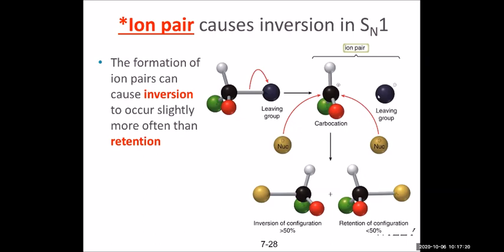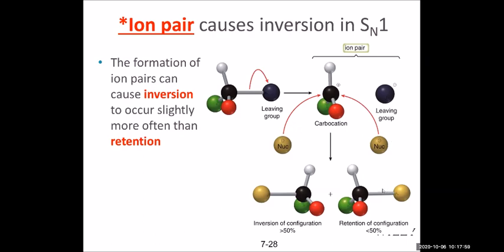Because the leaving group is still temporarily, loosely attached to the carbocation, the inversion product, where the nucleophile attacks from the opposite side from the leaving group, has a slight preference. It has a slightly better chance of forming the final product. Whereas the nucleophile attacking from the same direction as the leaving group is a little difficult because the leaving group is still kind of getting away.